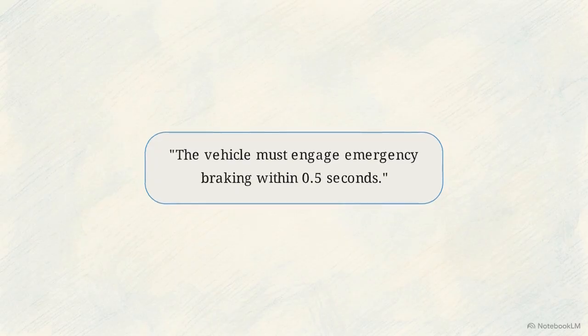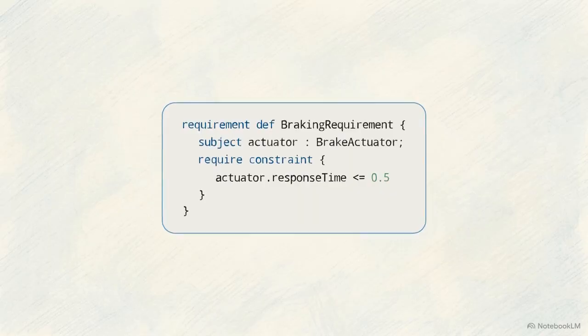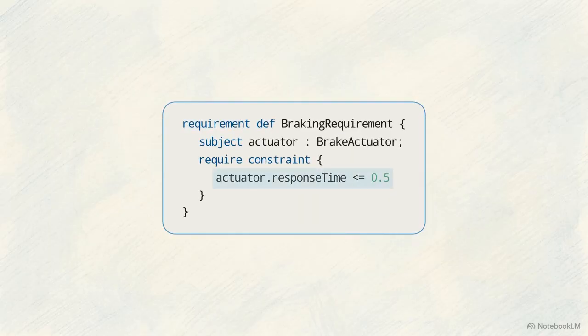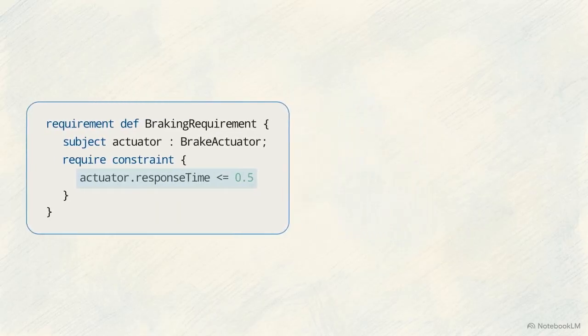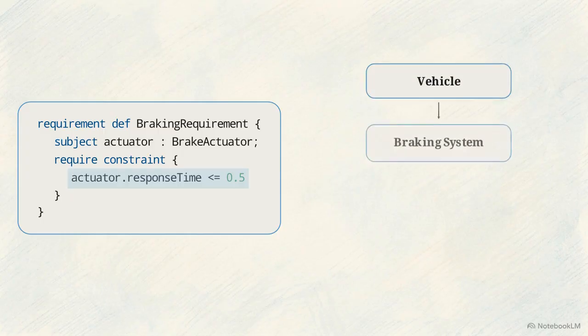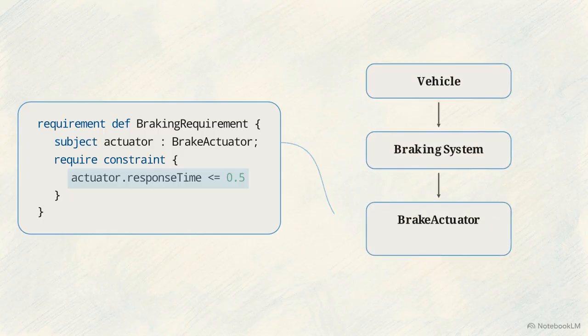In SysML v2, a requirement is a structured element. An instruction to brake within half a second becomes a mathematical constraint that evaluates the response time of specific hardware variables. This syntax creates a direct bond between the rule and the machine.